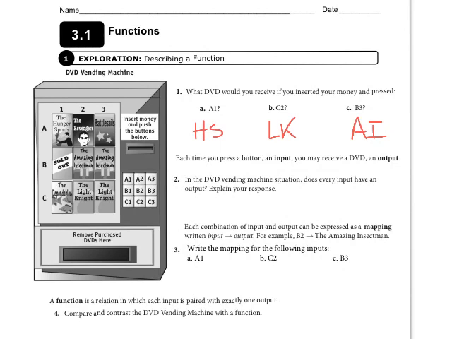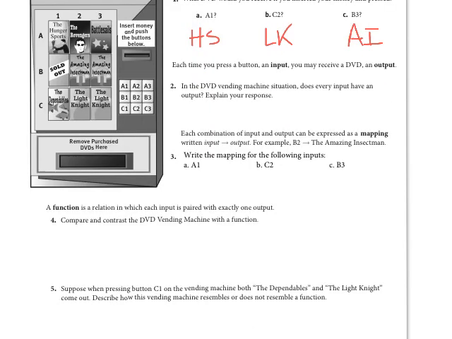So essentially, guys, nice and easy. This would be, iPad was messing up there. We'd have A1 that goes to Hunger Sports. We would have C2 that goes to the Light Night. And we would have B3 that goes to the Amazing Insect Man.